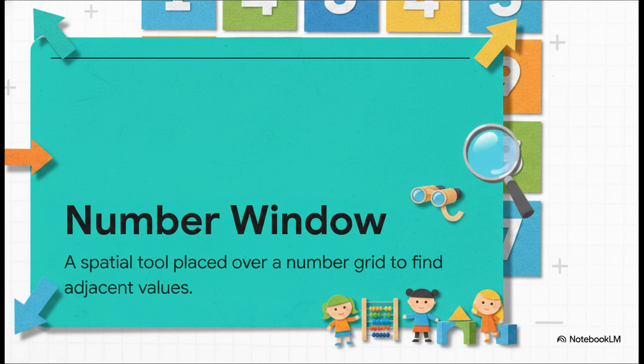And that leads us to one of the most ingenious tools in the entire chapter, the number window. It's a spatial tool placed over a grid to find adjacent values. The text asks, okay, if the center of the window is placed on 28, what number is on top? What is below? What's to the left? And what's to the right? Why this matters is absolutely profound. By simply asking what is above or to the left of a number, the book invisibly teaches addition and subtraction by 1 and by 10 based entirely on visual location. Moving left is -1. Moving up is -10. I mean, it's essentially spatial algebra.